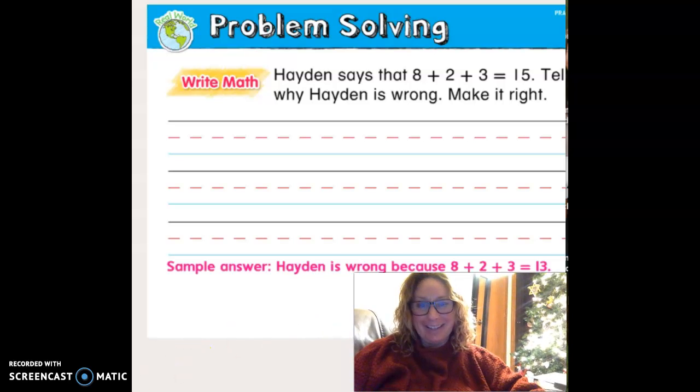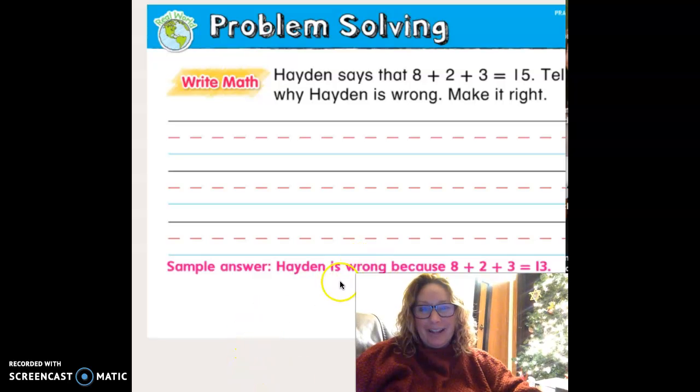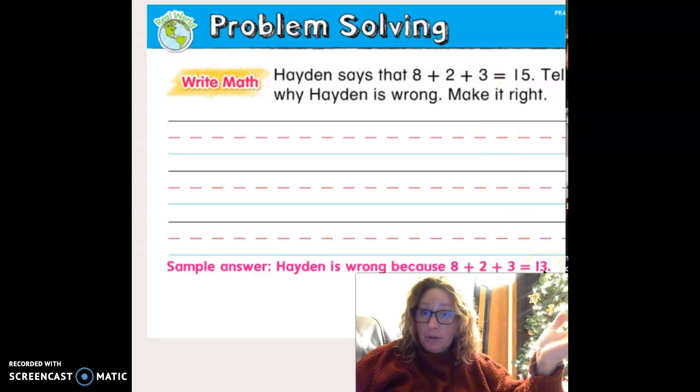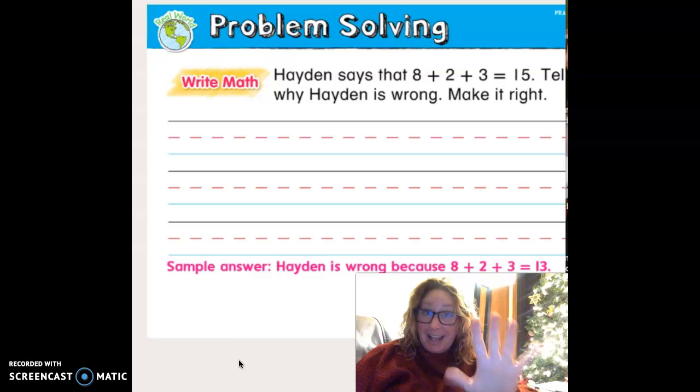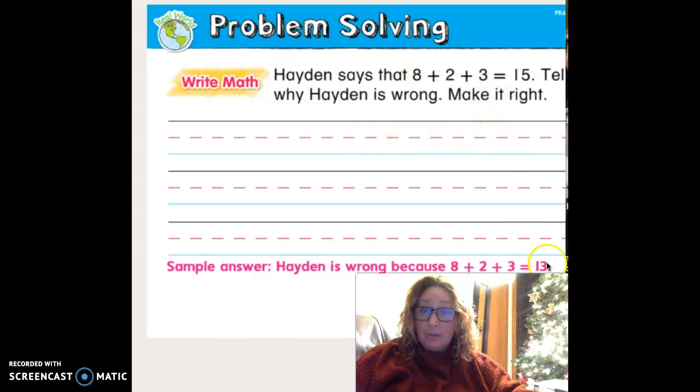Right, did we see this? So Hayden is wrong because 8 plus 2 plus 3 actually equals 13. How do we know that? Well, I know 8 plus 2 actually equals 10. Okay, and then 10 plus the 3 would equal 13. So that is how we could make it right.